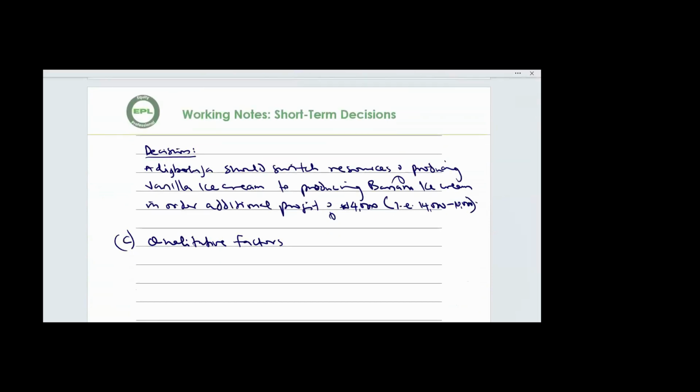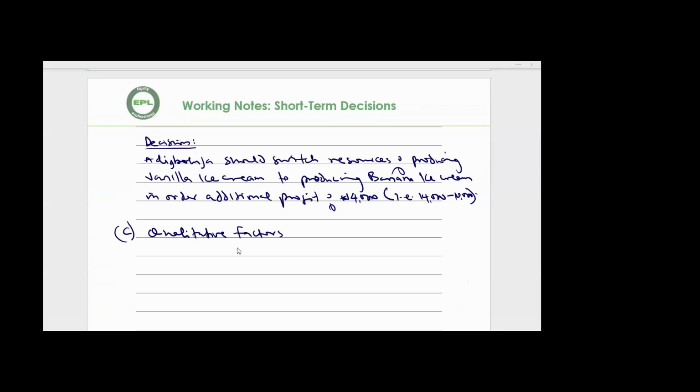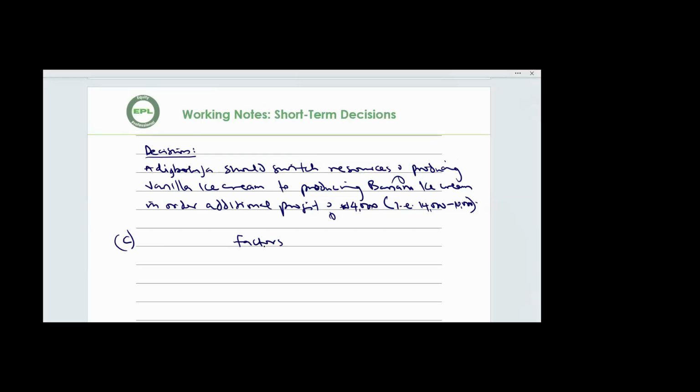All right. So number C part of the question, the examiner is asking you, what are the non-quantifiable factors that the management of Adigboluja should consider? So the examiner calls it non-quantifiable factors. Let's call it non-quantifiable. It's the same thing as qualitative factors. But let's call it what the examiner has called it. Non-quantifiable factors.